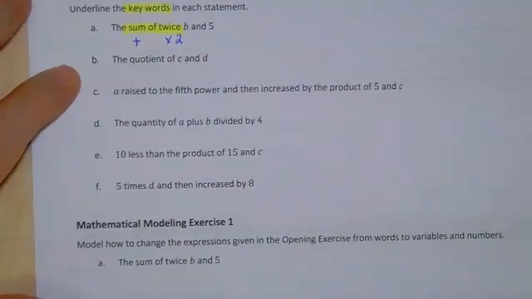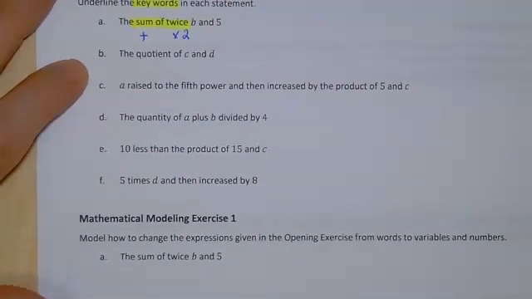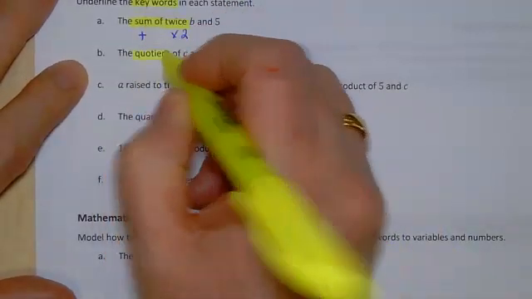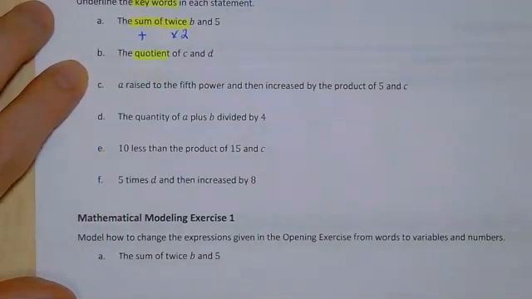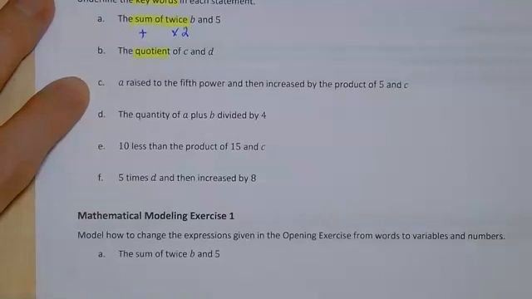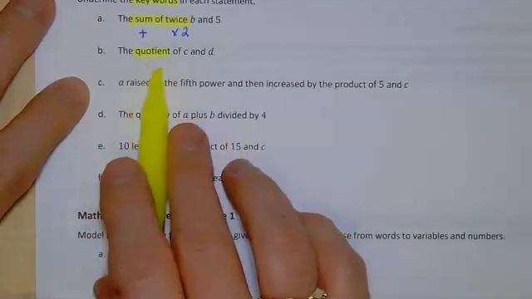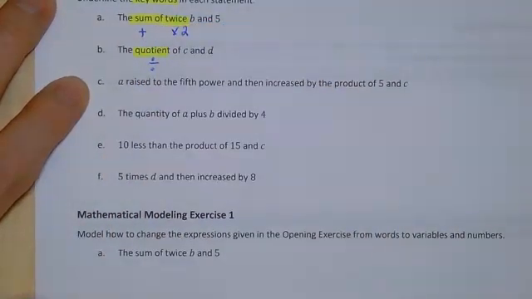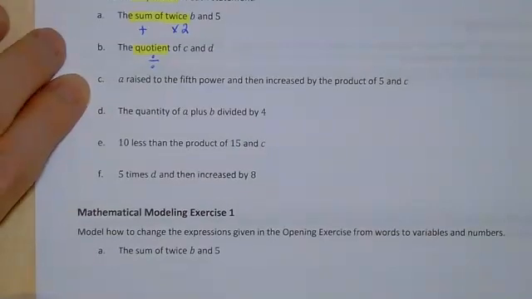The quotient of C and D, what's the key word there, Zoe? Yep, that's exactly right. Wait, do we put the parentheses? Nope, quotient is division. That's not quantity, remember? Those are different words. We're just highlighting words. We're not writing anything. Hayden, look at what I'm doing. So quotient means to divide, so we're going to put a division sign. Is that what you're talking about? Yeah. Okay, thanks for reminding me.